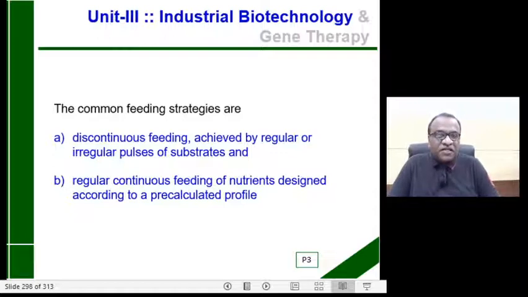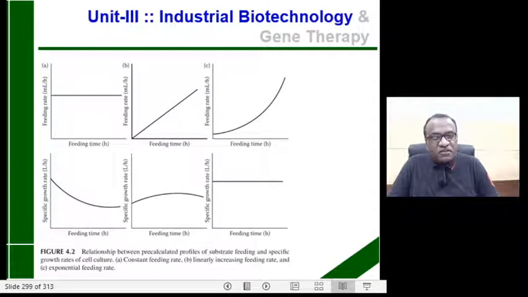Now, what is a pre-calculated profile? So this is a beautiful illustration which depicts the relationship between the pre-calculated profiles of substrate feeding and specific growth rates of the cells. If you just look at this illustration, A is the constant feeding rate, B is linear increase in the feeding rate, and C is exponential feeding rate.